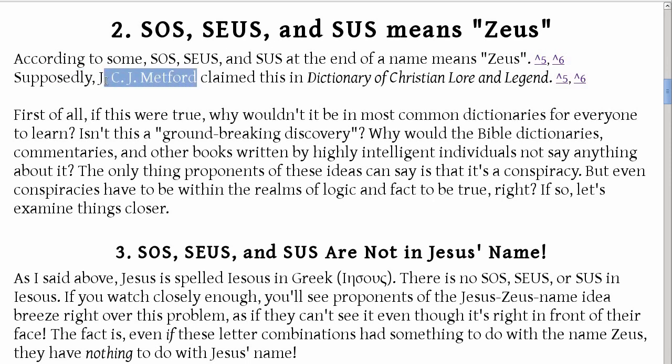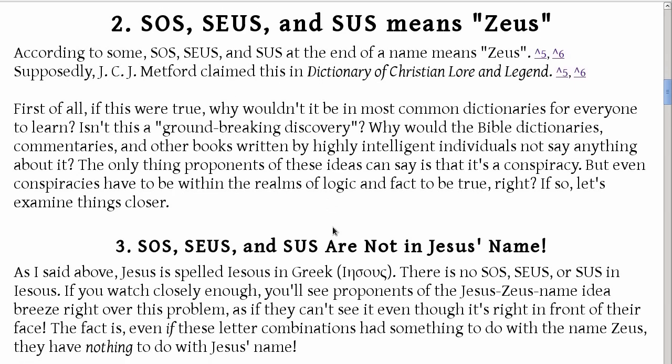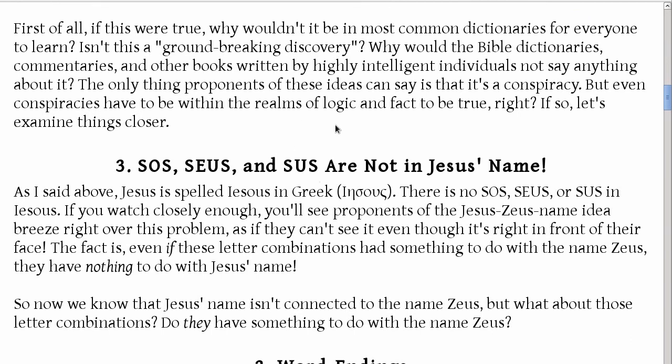I don't think I've ever heard of J.C.J. Metford before, but he very well could have said that SOS, SEUS, and SUS at the end of a name means Zeus. So if you wanted to look that up yourself, go ahead. Here's the information. I don't think it's necessary for this video. First of all, if this were true, why wouldn't it be in most common dictionaries for everyone to learn? Isn't this a groundbreaking discovery? Why would the Bible dictionaries, commentaries, and other books written by highly intelligent individuals not say anything about it?